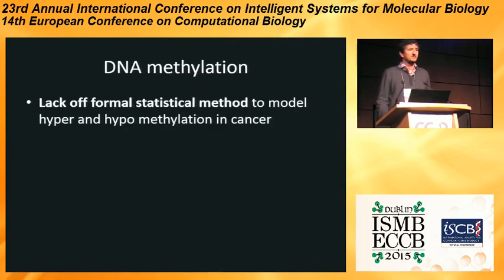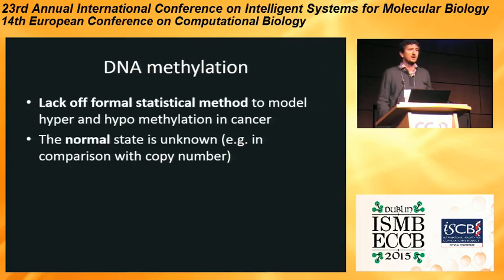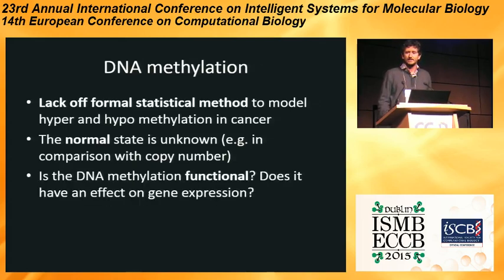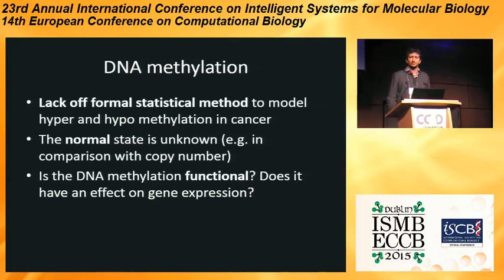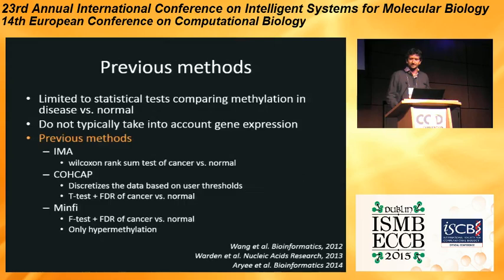But in studying methylation, there has been a lack of formal statistical methods to identify hyper and hypomethylation in cancer. Also, we need to know the normal state, because we don't really know if a gene is supposed to be hyper or hypomethylated. Also, we decided to focus only on methylation changes that are functional. So we want to only focus on methylation changes that have an effect on transcription or on gene expression. Previous methods that are looking at this typically do not take into account gene expression.